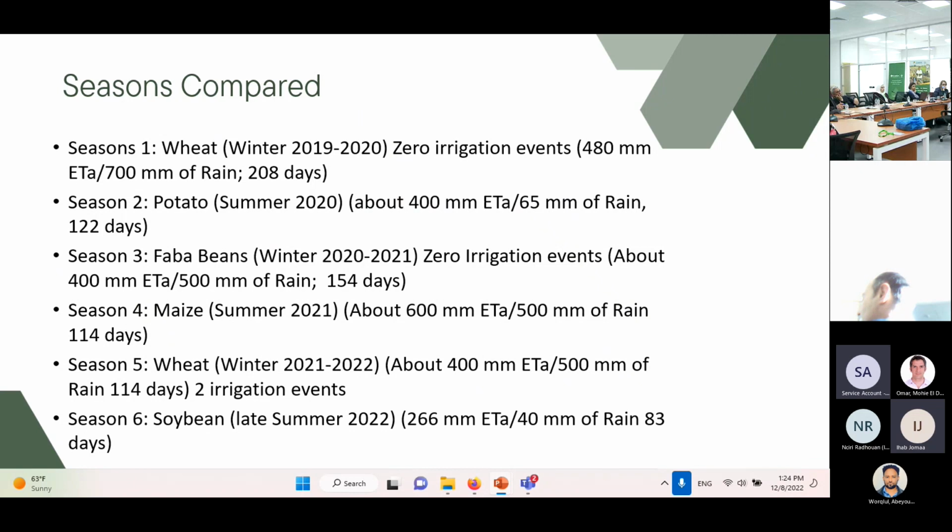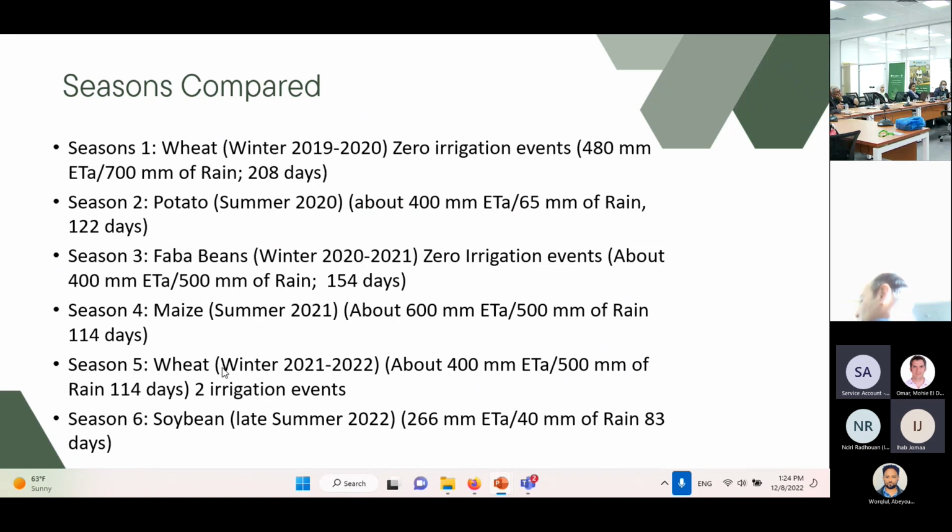Fava beans had zero irrigation with 400 millimeter of actual evapotranspiration and 500 millimeter of rain, with 154 days as a growing season. Maize had 600 millimeter of rain in summer 2021, with 500 millimeter of actual evapotranspiration, over 114 days of the whole season.